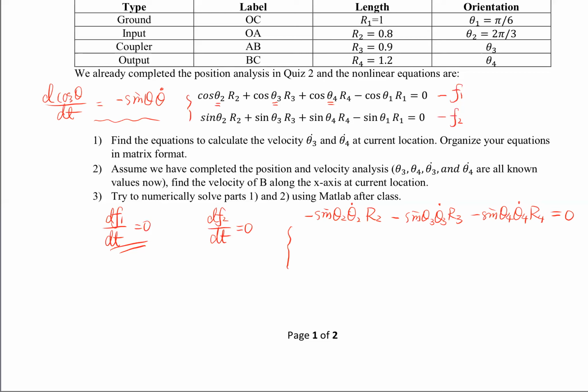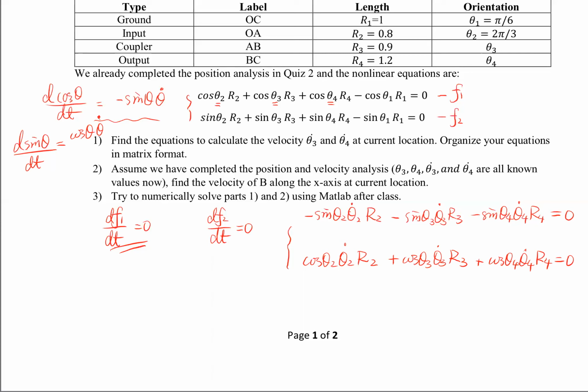You can actually do the same thing, calculate the time derivative for the second one. And in that case, you need to use this relationship: the time derivative of sine theta equals cosine theta times theta dot. Then you just need to copy and paste again. R2 plus cosine theta 3 dot R3 plus cosine theta 4 dot R4. Again, theta 1 and R1 are constants, so it becomes 0 after one time derivative.